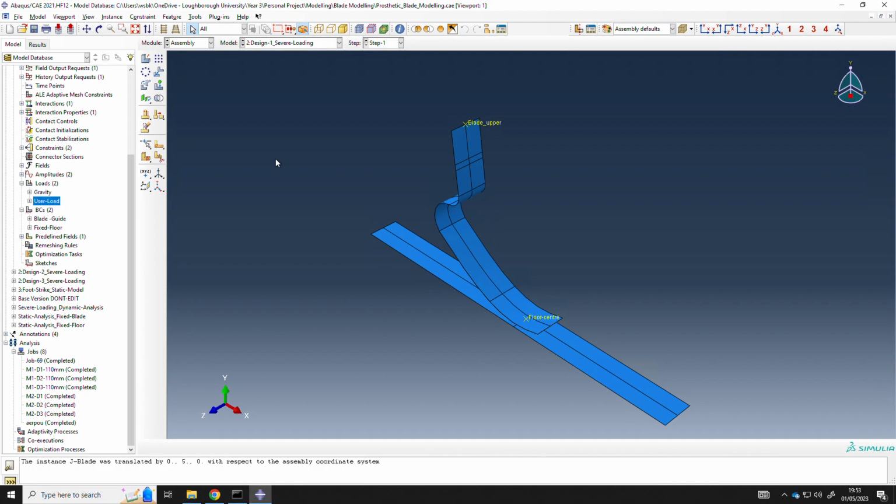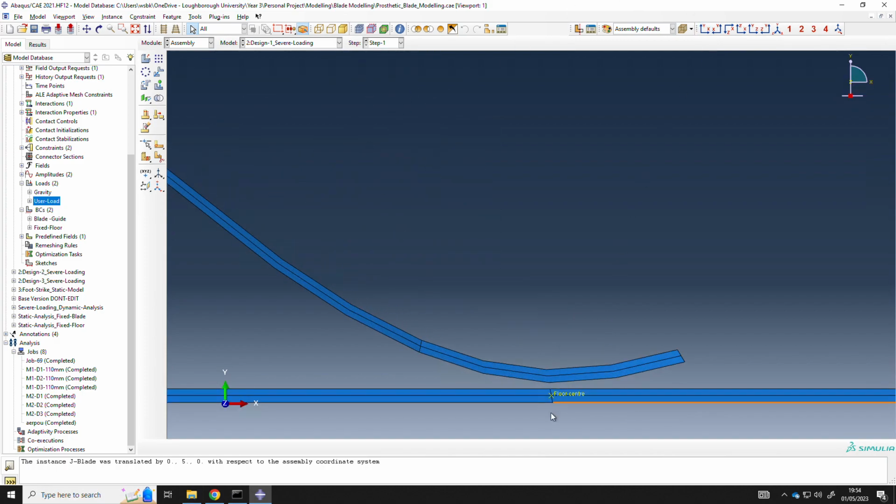I've been investigating running blades and have prepared this video to detail one of my dynamic models. Here I am modelling a severe loading scenario for one of the blade designs. From the assembly we can see the blade is marginally offset from the contact surface by roughly 5 mm.